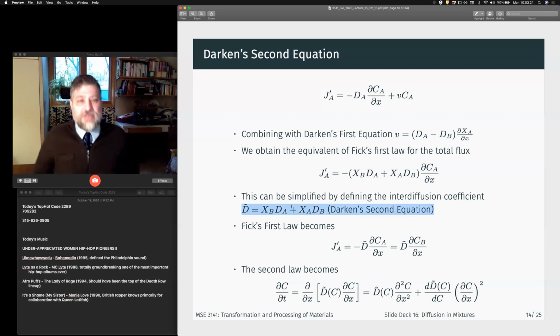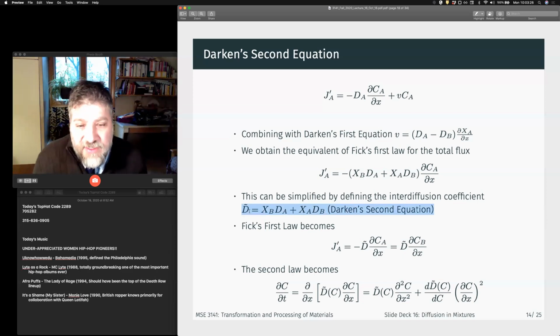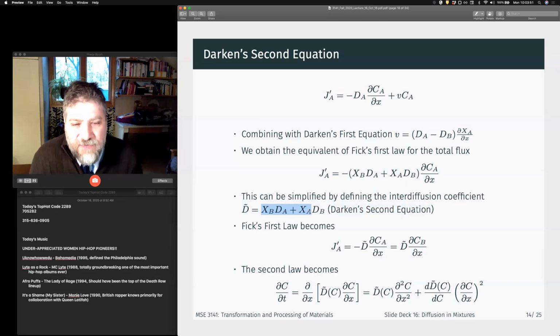So what do I want you to know about this? This interdiffusion term couples the diffusivity of A and the diffusivity of B, and the mole fraction terms are crossed. So it's the mole fraction of B times the diffusivity of A plus the mole fraction of A times the diffusivity of B. So this is a form of an average.